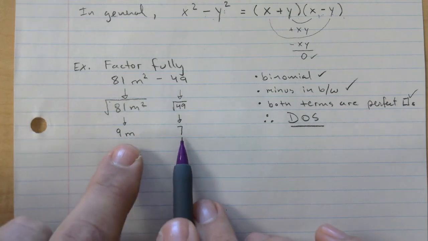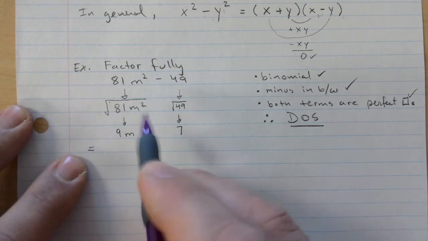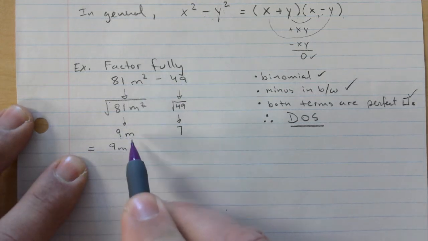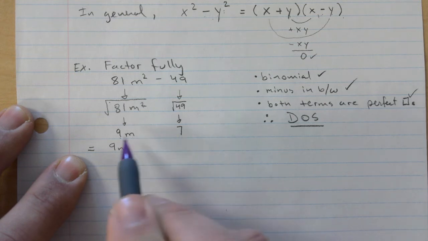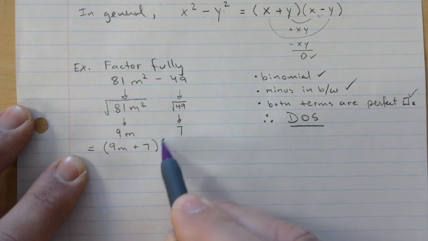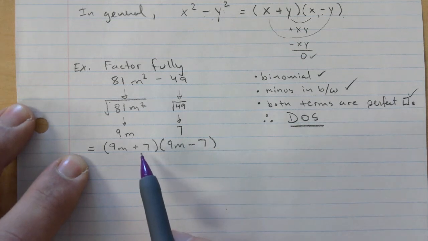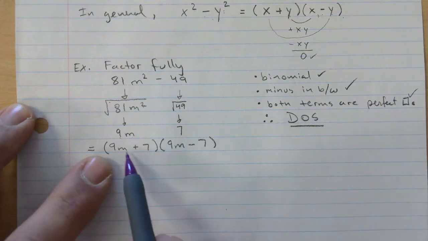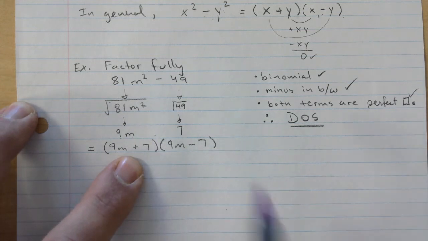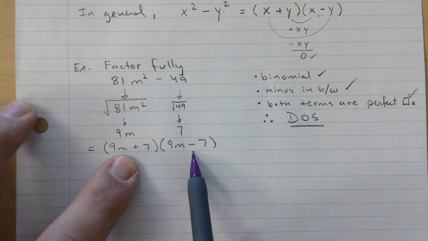So because of this, we can go back to the original and say that the factored form of that would be 9m. So you've basically determined the terms that are going to be in the bracket. 9m plus 7 and 9m minus 7. Do not, it's not a perfect square. You can't go 9m plus 7 squared. That would be a perfect square. That's not a perfect square. There's a difference of squares. So there's a plus there, a minus there.